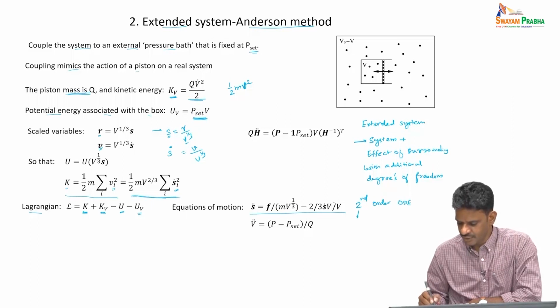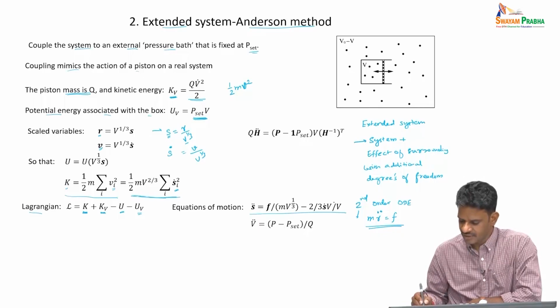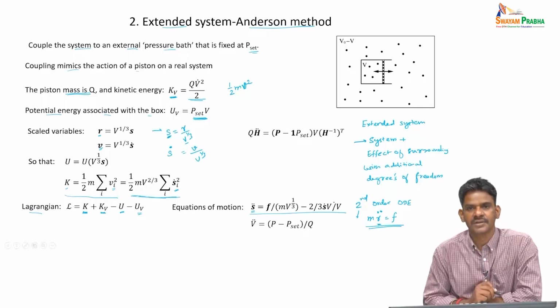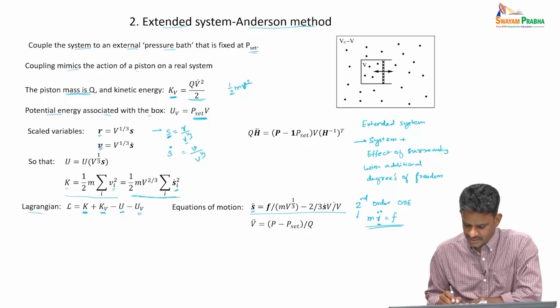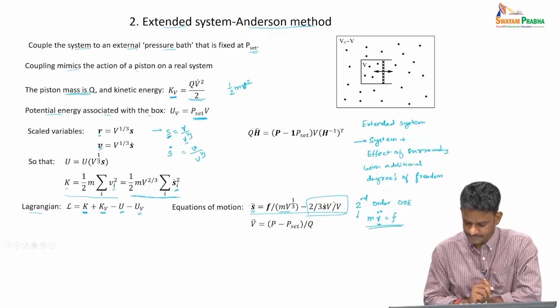This equation should be similar to Newton's law of motion for an unconstrained system, where m times r double dot is equal to force, but here instead of r double dot we have s double dot, because we are using a scaled variable with respect to the box length. The denominator has m times V to the power 1/3, because of the scaling. In addition to this force, we also have an additional term, which comes from the additional potential energy that we have defined.